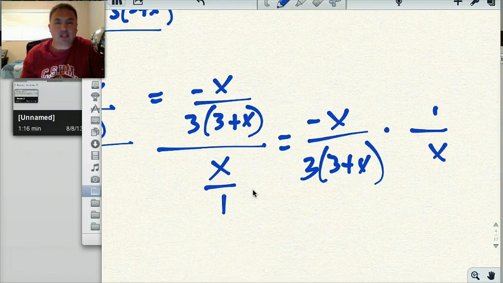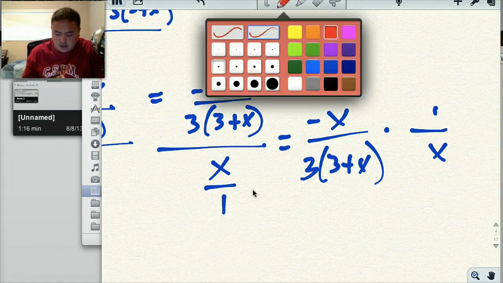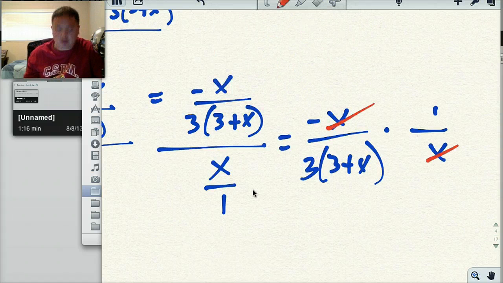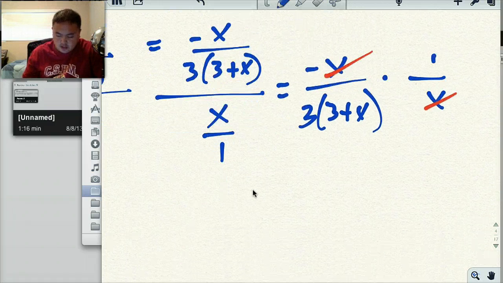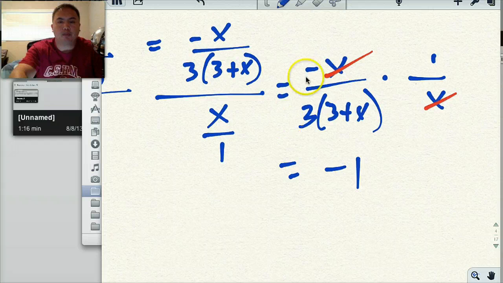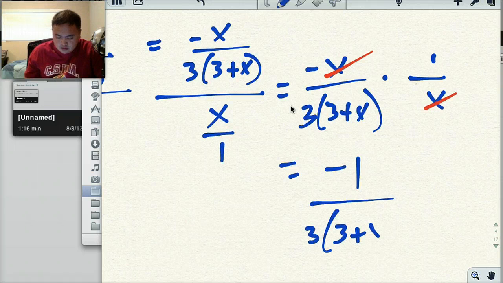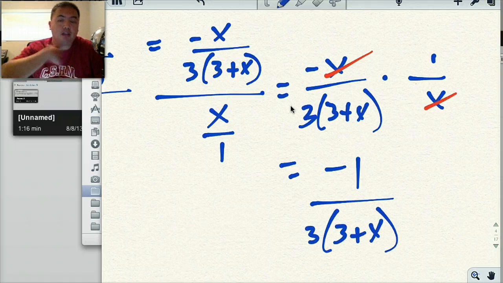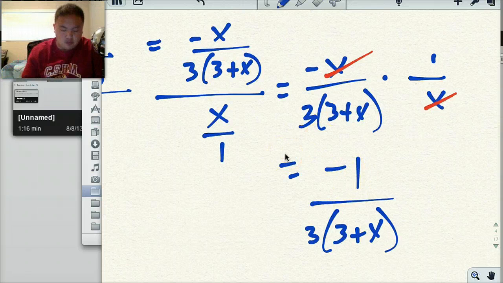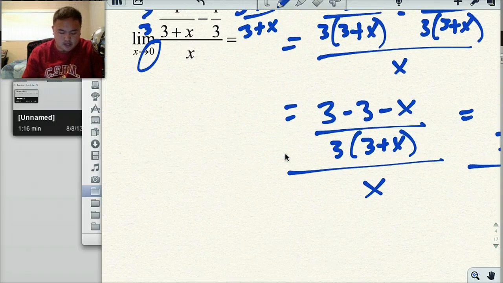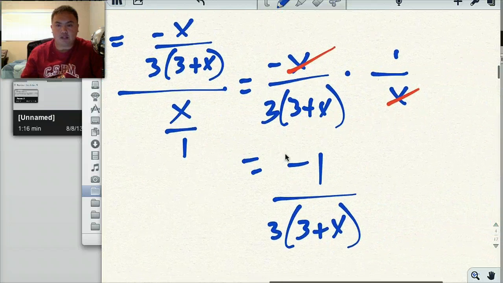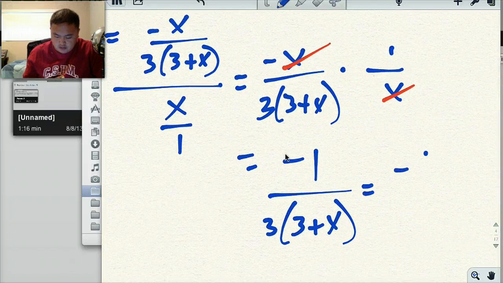Okay, so that's that. You'll notice that on the top and bottom, I have an x that will cancel, top and bottom. Which means my final fraction looks like negative 1, because I'm multiplying across negative 1. And on the bottom, I just have this 3 plus x. So remember, in limits, once I'm done, all I do is go back to the original problem, which in this case it's 0, and plug it in like so. In this case, I get negative 1 over 3 times 3, which is 9.